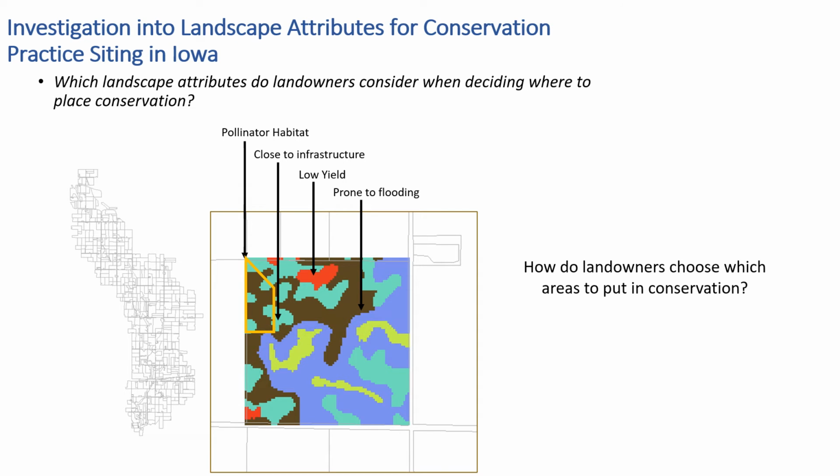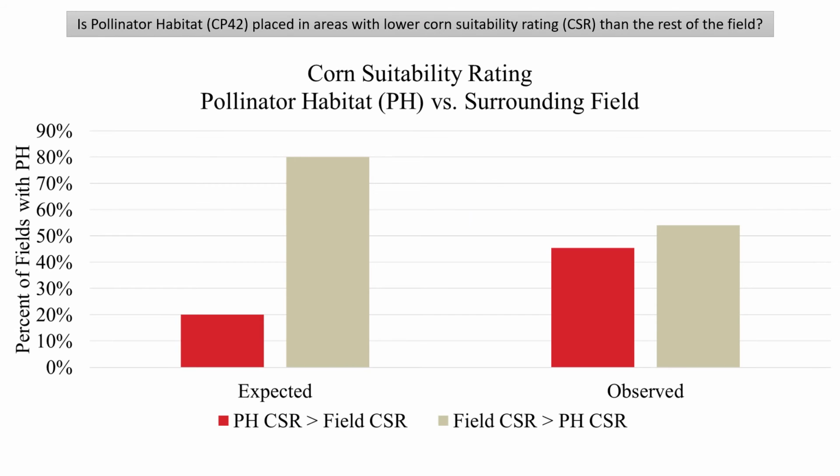My final chapter looks at where conservation practices have been placed in the past and thinking about the landscape attributes that these landowners are choosing whenever they decide to place conservation practices. And I think this will really help us understand how farmers are making their decisions and hopefully inform conservation practice siting in the future. One example of this is thinking about the placement of pollinator habitat.